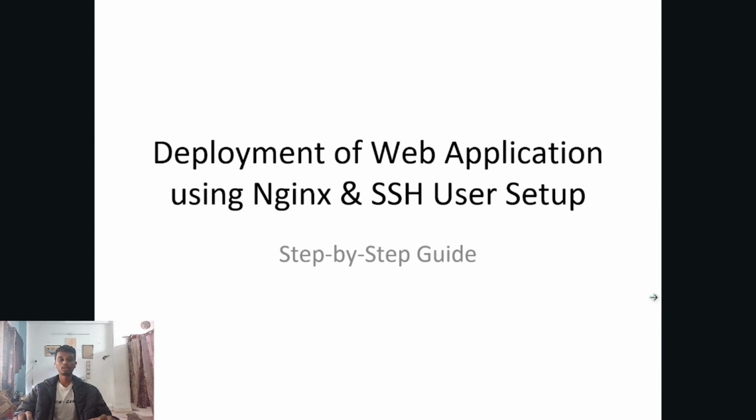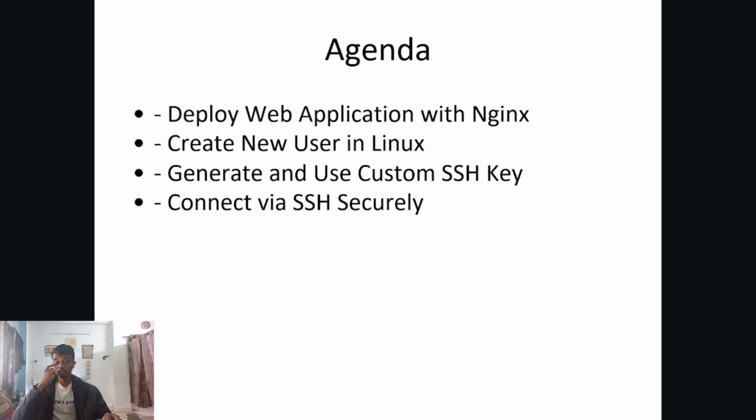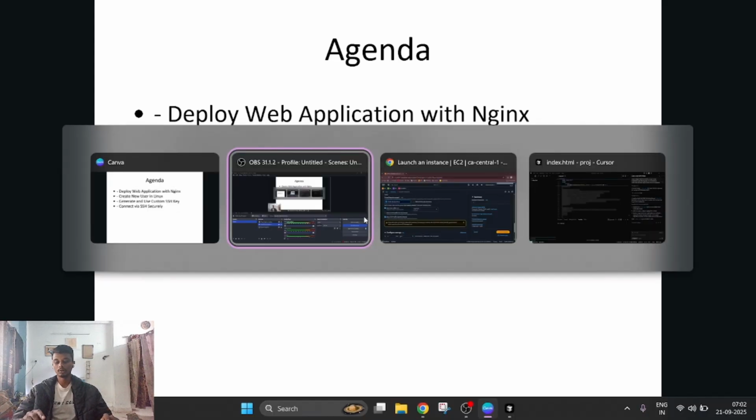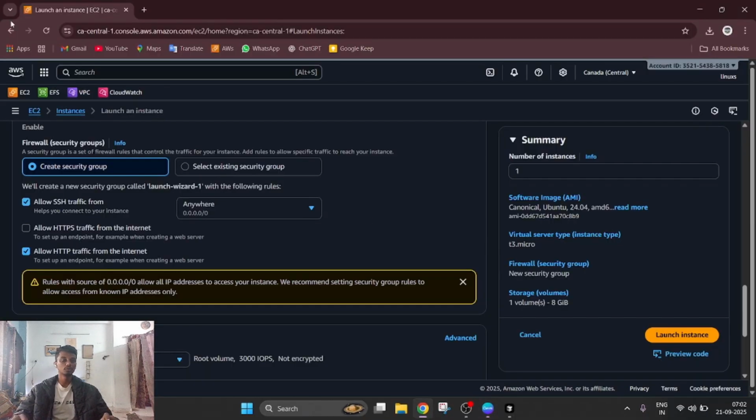Okay, today we are going to learn the deployment of a web application using Nginx and SSH user setup. We are going to learn deployment of a web application with Nginx, create a new user, generate and use a custom key, and connect via SSH. So without further delay, we will move to the practicals on the EC2 console.